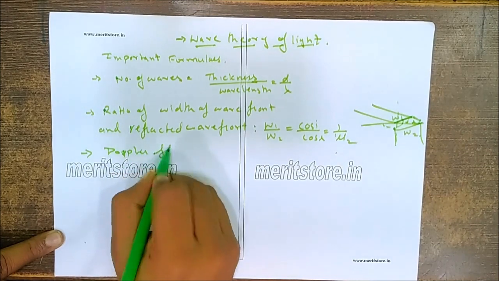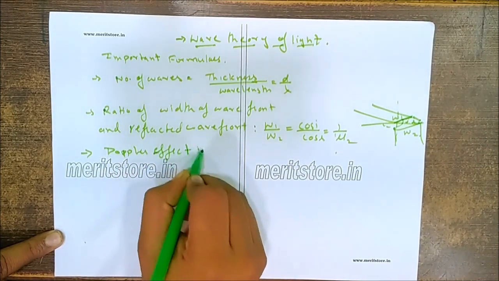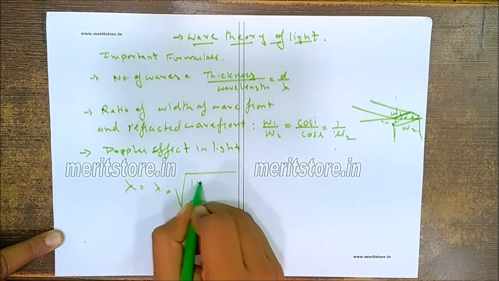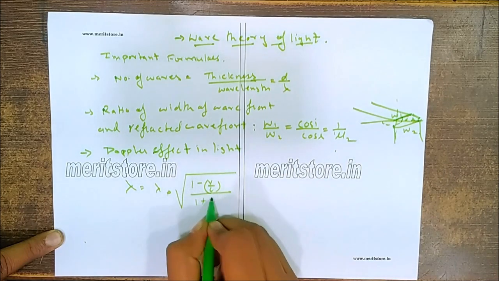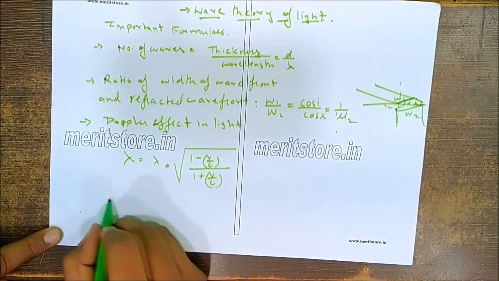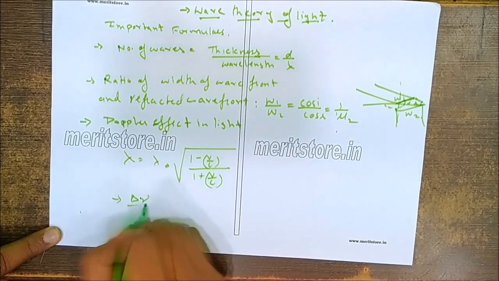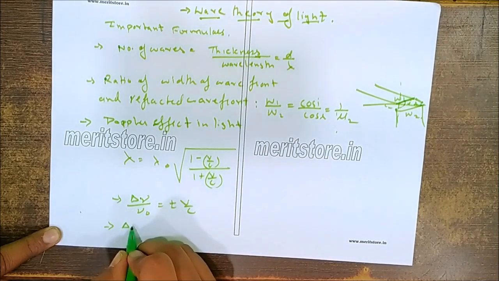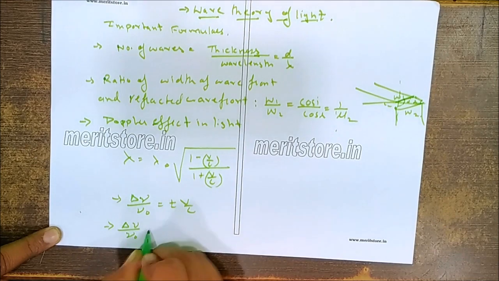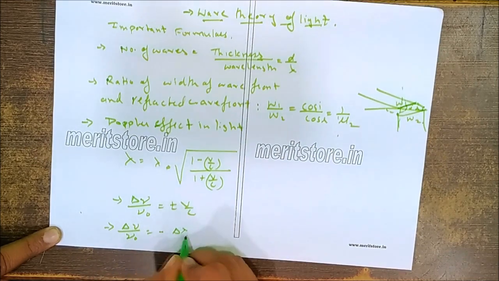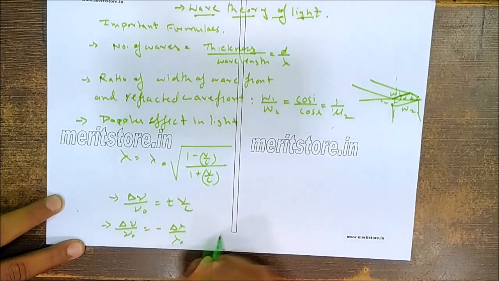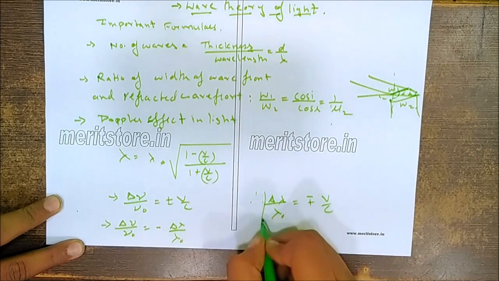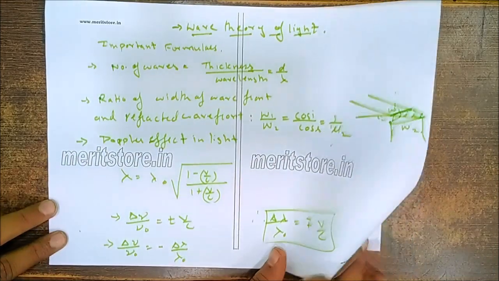Doppler effect in light. You can say lambda is equal to lambda naught, root of 1 minus v by c upon 1 plus v by c. Also delta nu upon nu naught is equal to plus or minus v by c, and delta nu upon nu naught is equal to minus of delta lambda upon lambda naught. Therefore delta lambda upon lambda naught is equal to minus plus v by c. So these are the important formulas in the chapter wave theory of light.